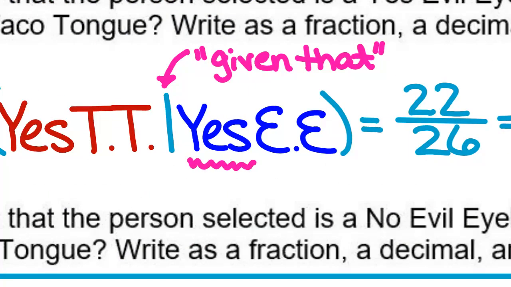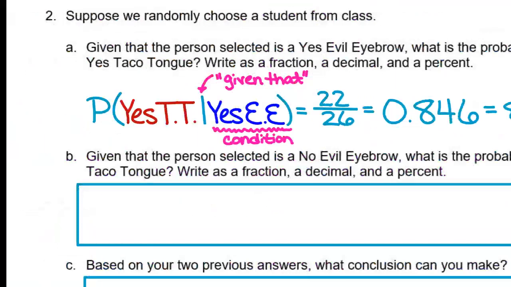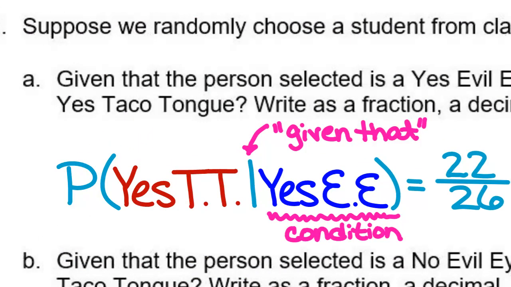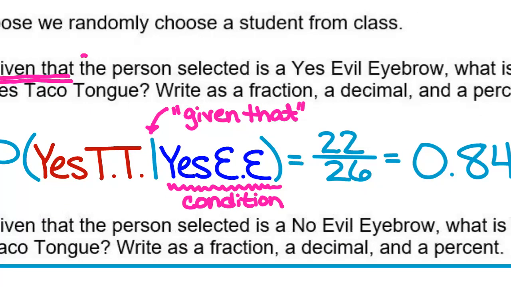And this piece right here, this is what I was given that. We call this a condition. Given that, and then followed by the condition.